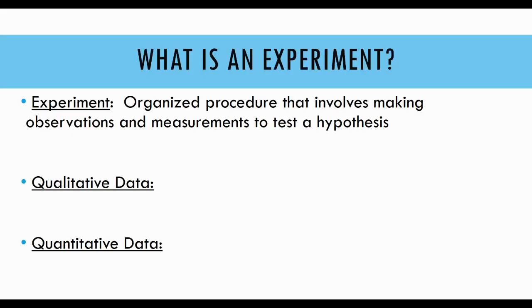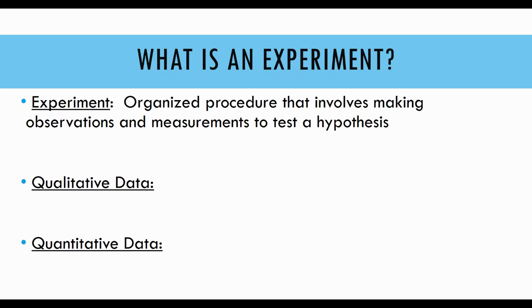A controlled experiment is a very important part of the scientific method. As we will discuss, the controlled part is extremely crucial. So an experiment is an organized procedure that involves making observations and measurements to test a hypothesis. Collecting good qualitative and quantitative data is important during an experiment.